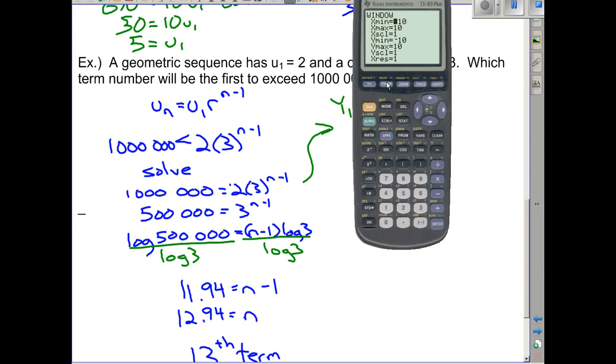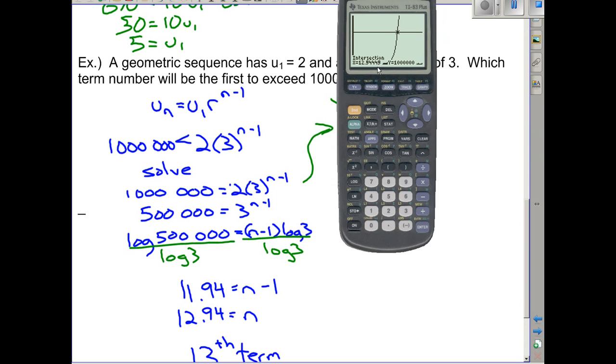I know I want to see all the way up to what happens with a y value of 1,000,000, so I need to go up to at least 1,000,000. Maybe I'll go up a little higher. There we go. So somewhere around there, I can figure out where it's going to be 1,000,000. I could put y2 in of 1,000,000 and find that point of intersection. And it's going to give me x equals 12.94.